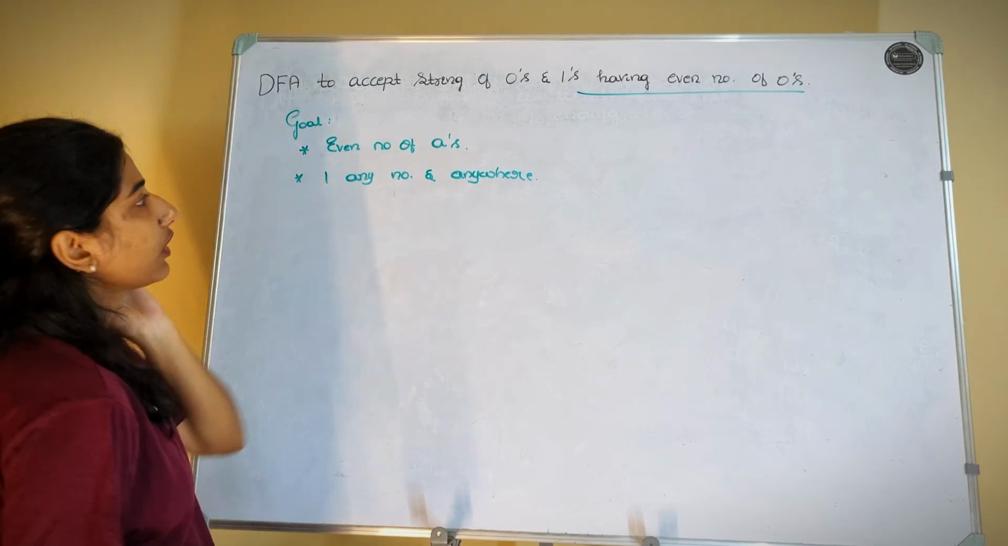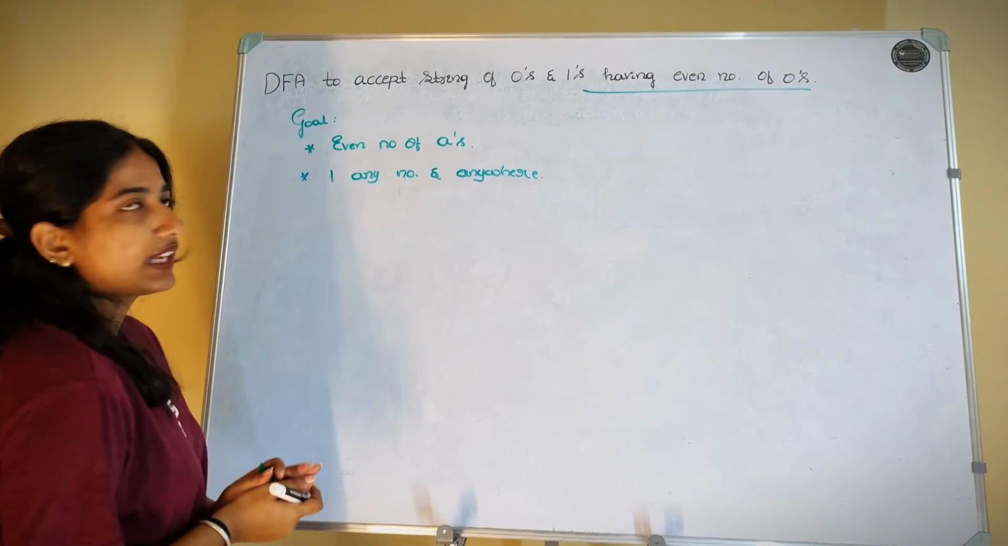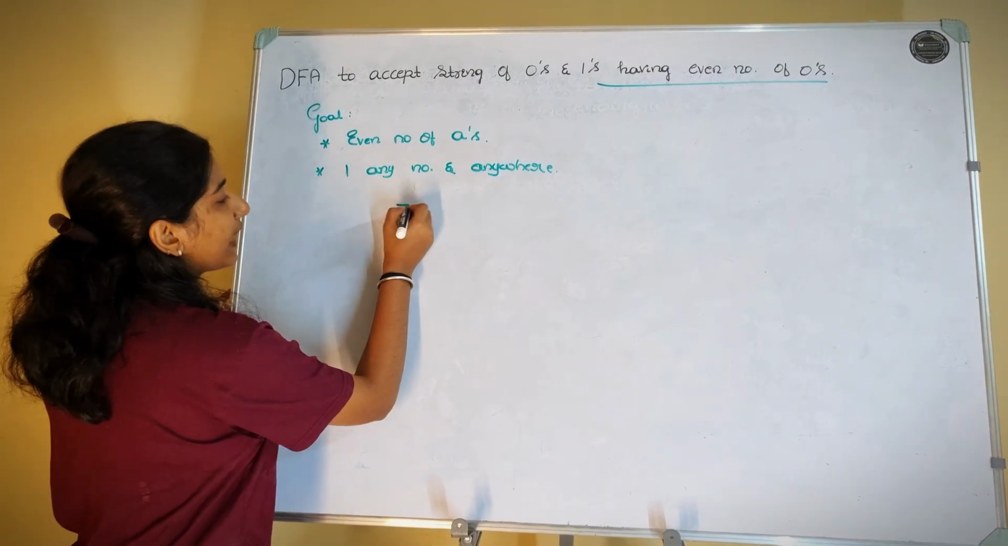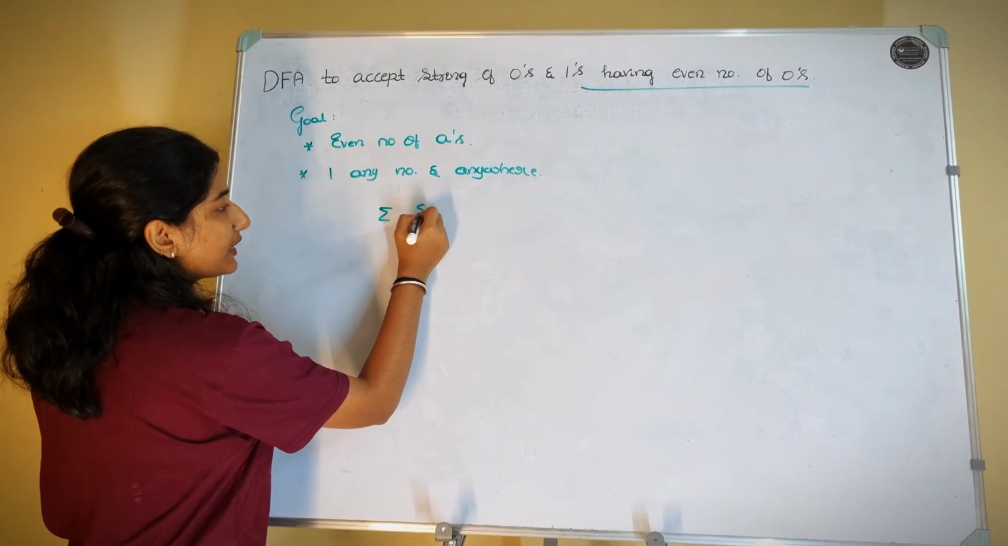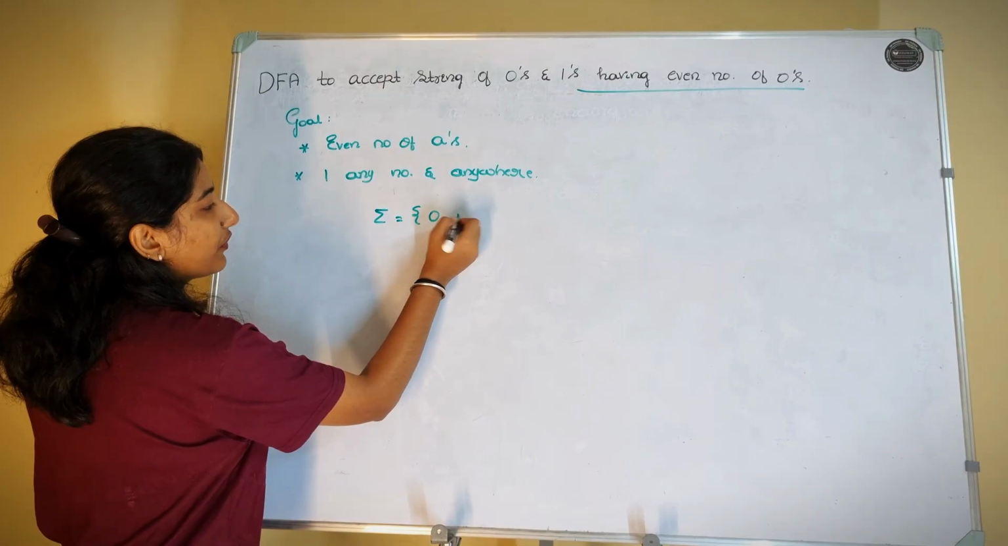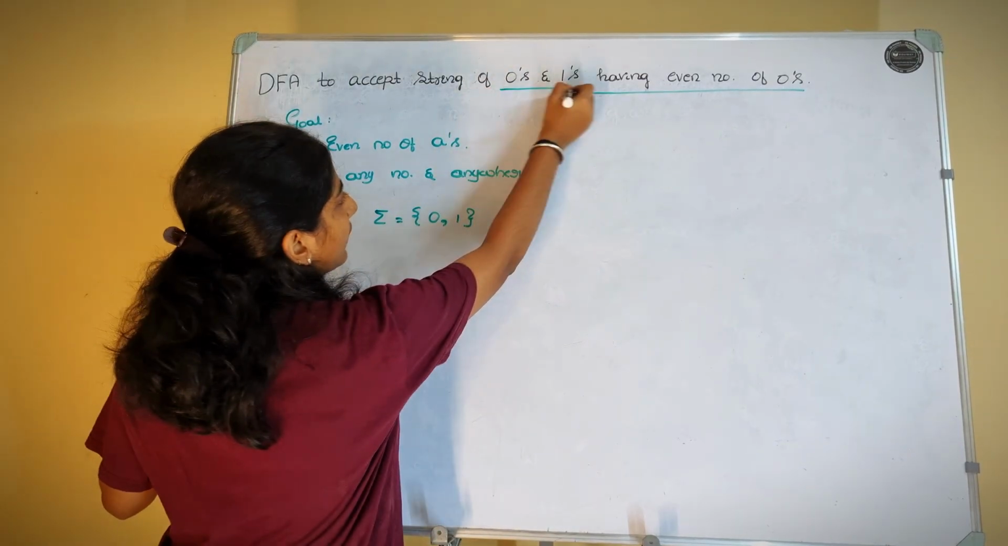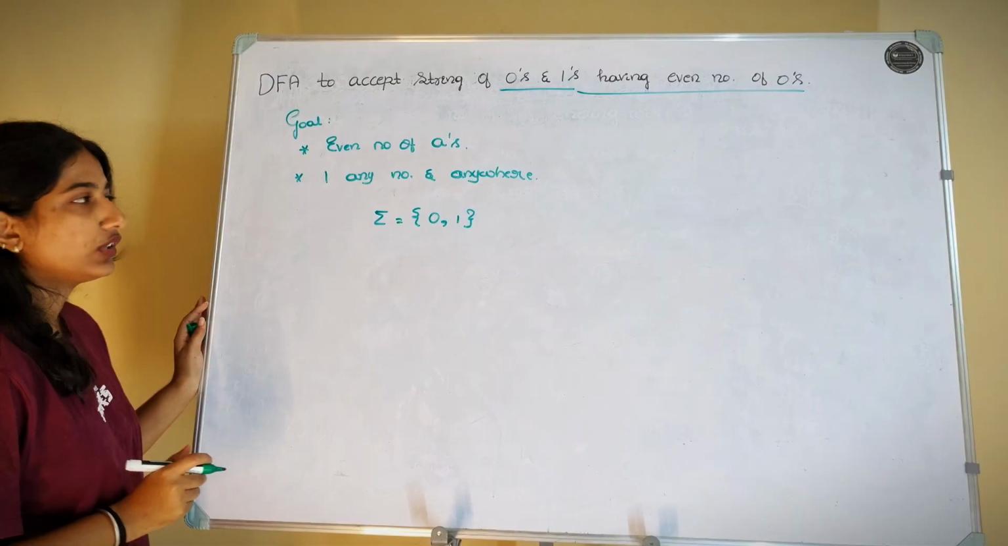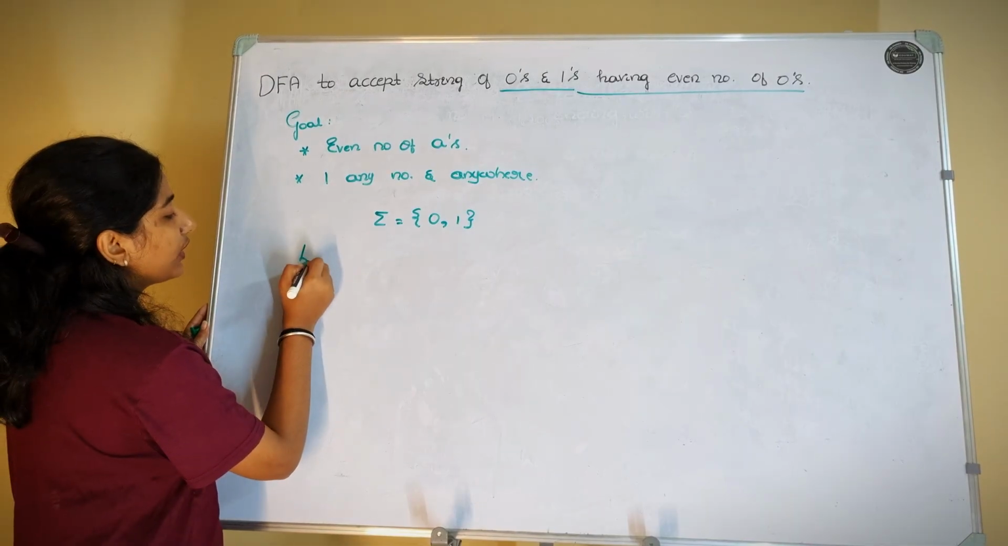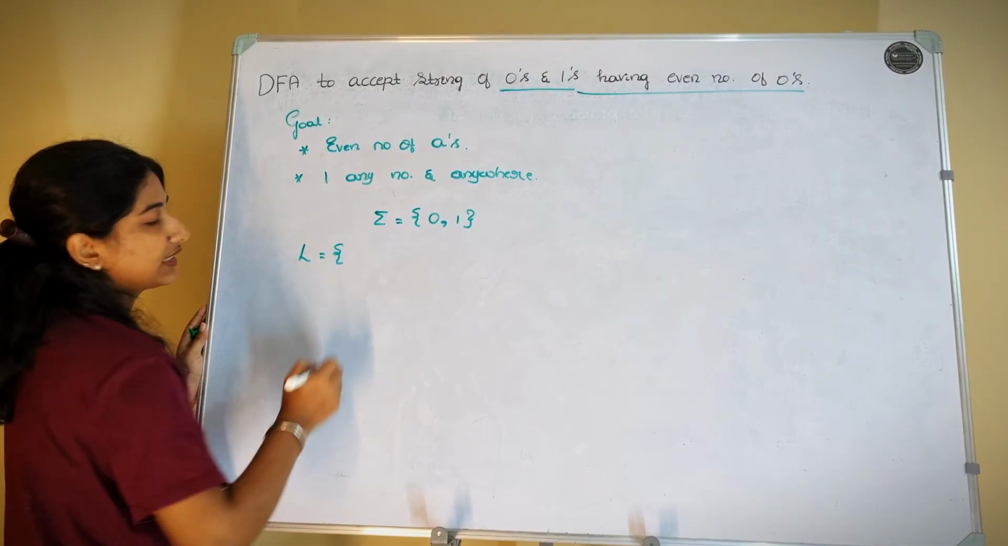That's it. So what are all the alphabets? Here we are representing alphabets with the help of sigma. So alphabets are 0 and 1. So these two are the alphabets. Okay. So what is the language? According to the rules, we have to write the language.